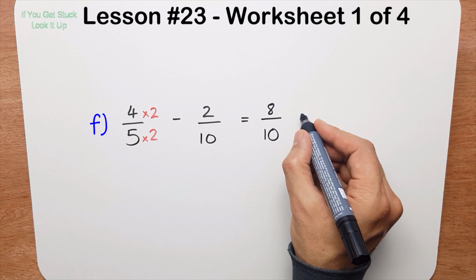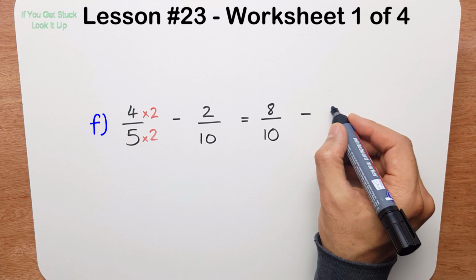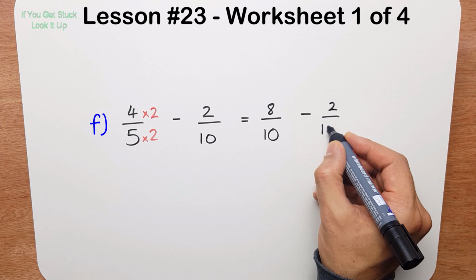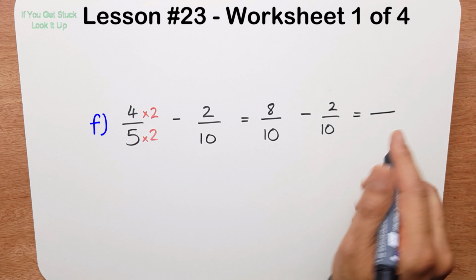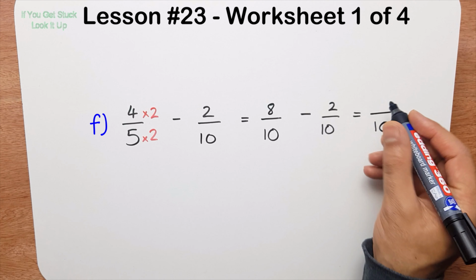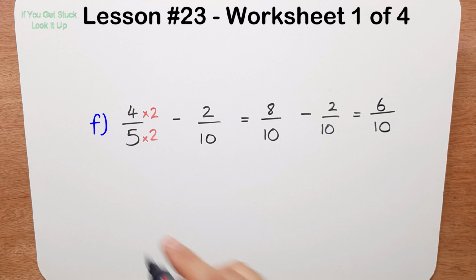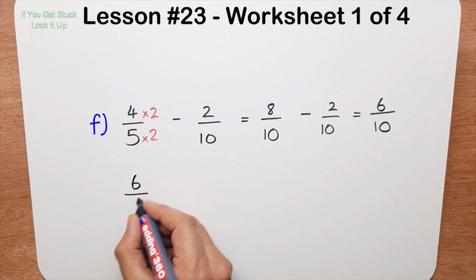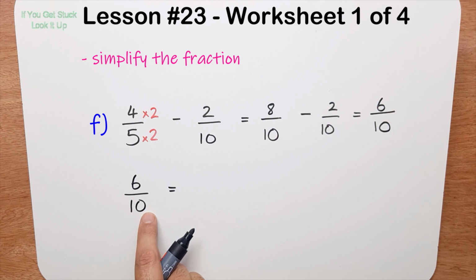Take away 2/10. Now this is easy because the denominators are the same. 8 take away 2 is 6. So I have 6/10. But let me write 6/10 here because I know I can simplify this, make this simpler.